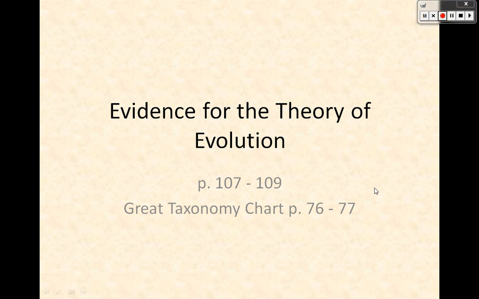These are notes on evidence for the theory of evolution, and you can find additional reading on pages 107 to 109 in your text. And then there's also a great taxonomy chart, how we name things, how we categorize things, on pages 76 to 77.